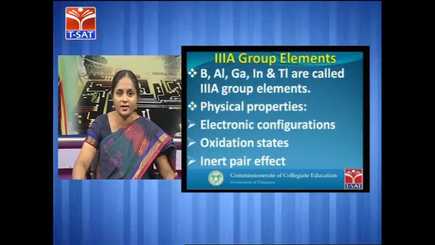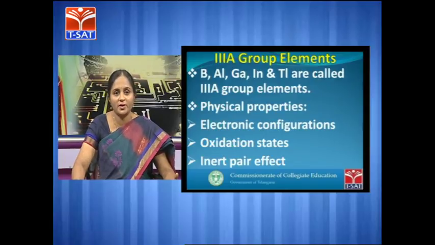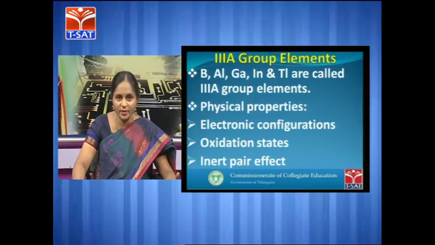The 3rd A group elements are boron, aluminium, gallium, indium and thallium. Coming to the physical properties, the electronic configuration of 3rd group elements is ns2np1. From the electronic configuration, we can observe that 3 valence electrons are present in the outermost orbitals. So the common oxidation state is +3. Due to the inert pair effect, heavier elements show +1 and are stable in the +1 oxidation state.